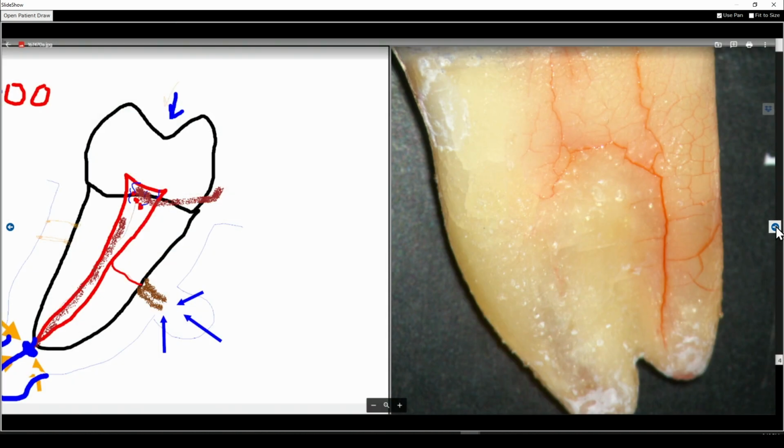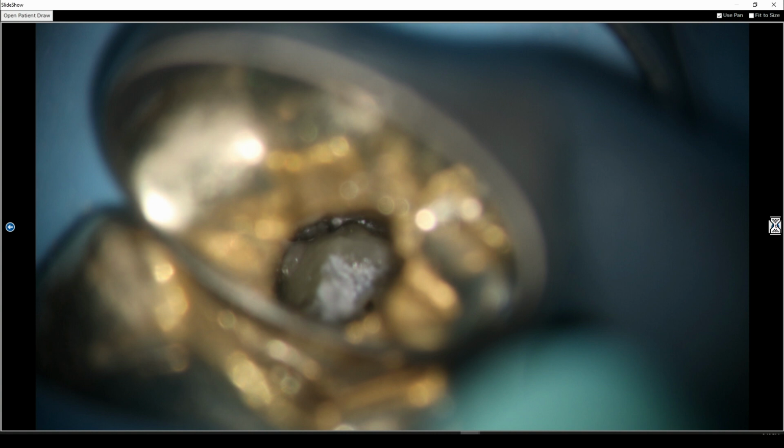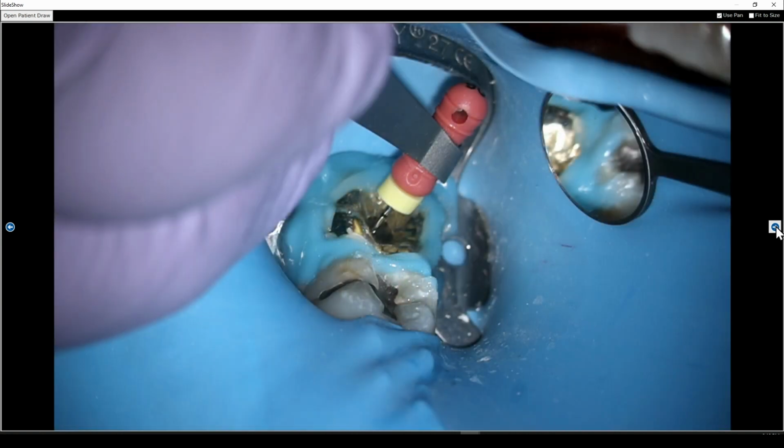This is my incredible drawing for the patient. TDO saves all your case presentation materials that you can always review with the patient. And then the clinical findings were verified with what we saw on the cone beam. It was a C-shaped canal.